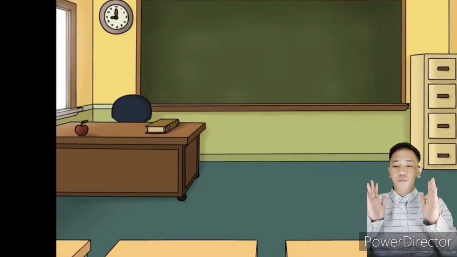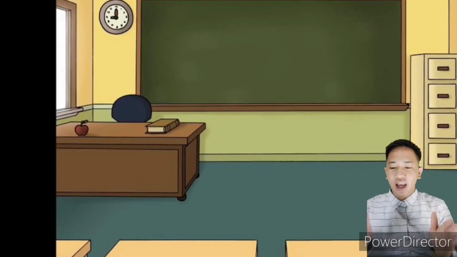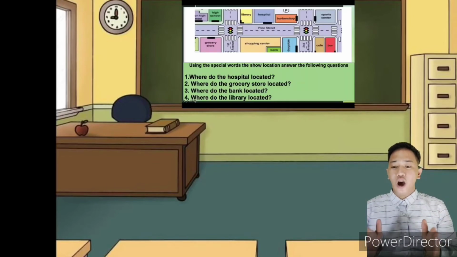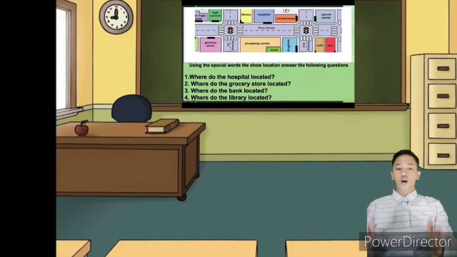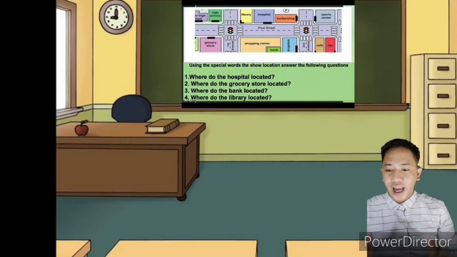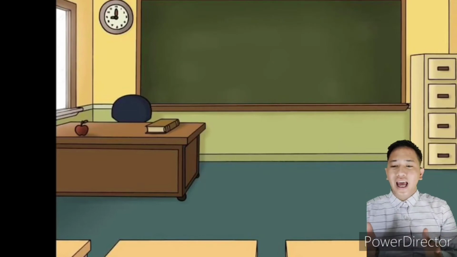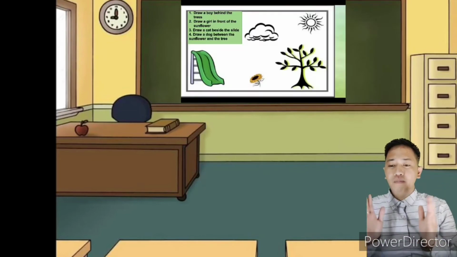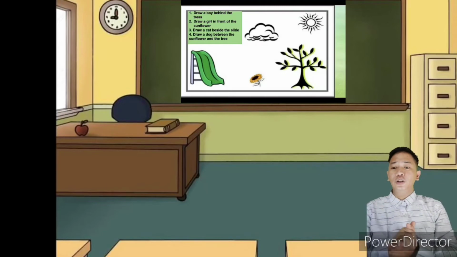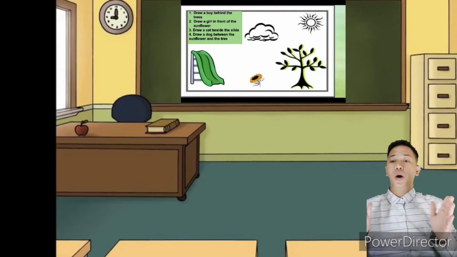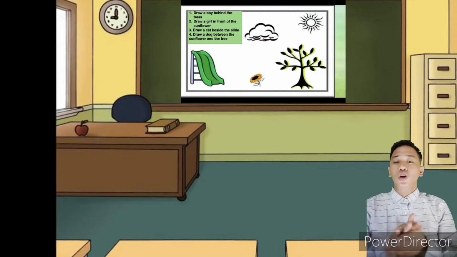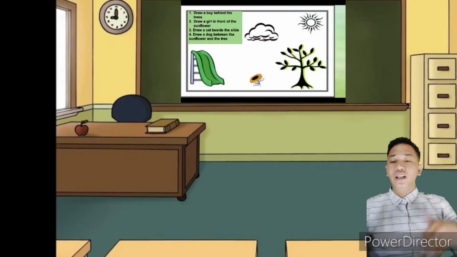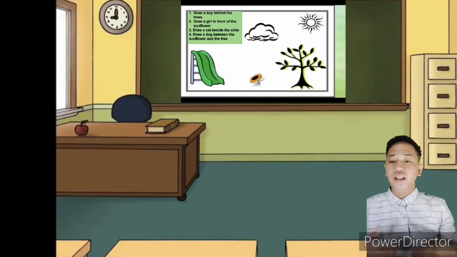Alright, for group 1, we have the following question, and all you need to do is to use the special words that show location. For group 2, you will base on the picture and all you need to do is to draw a boy, a girl, a cat, and a dog based on the special location that has been given to you.